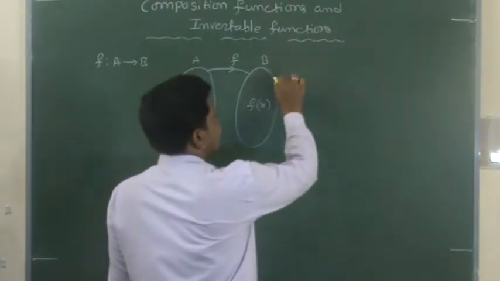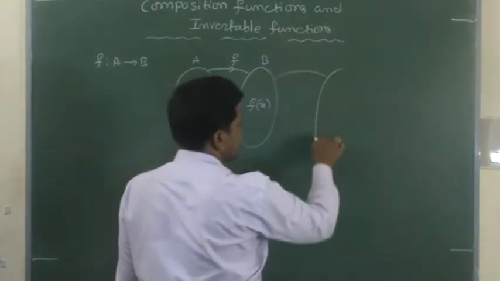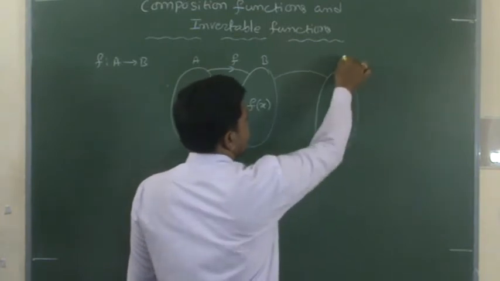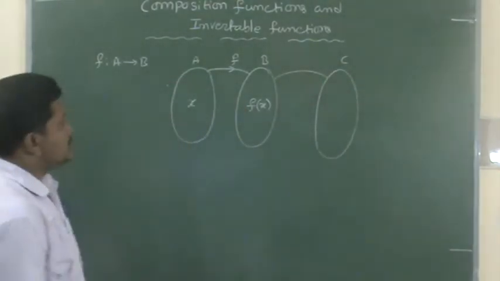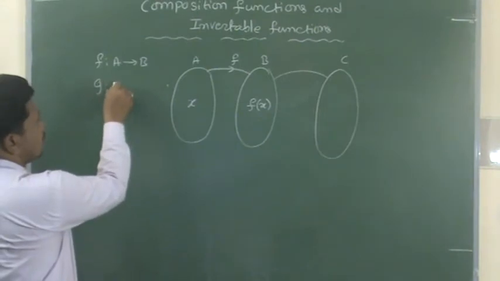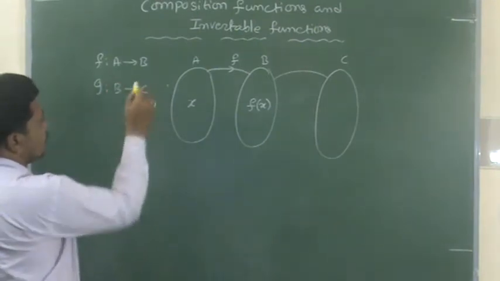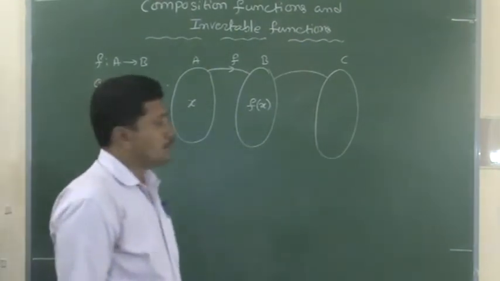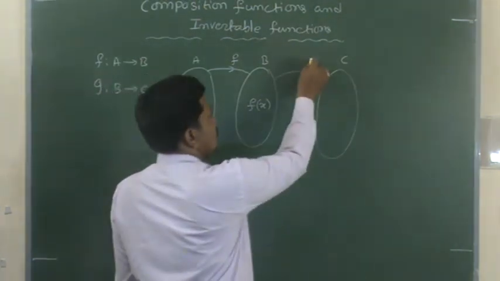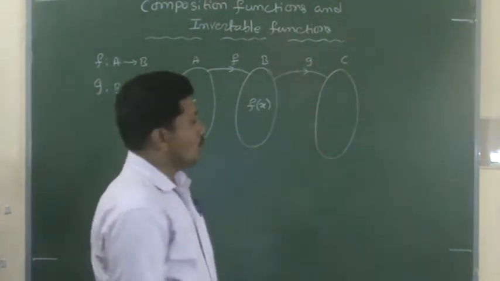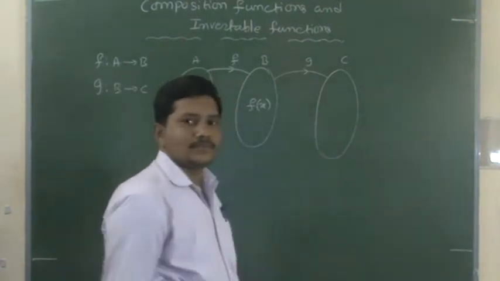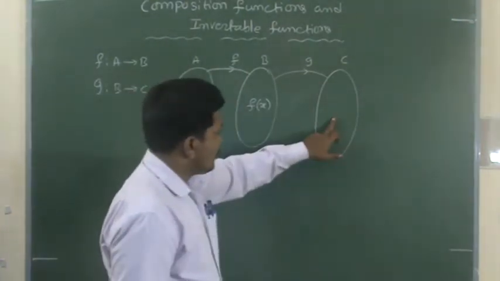And there is another function g. g is mapping from B to C. Now, what is the element here?